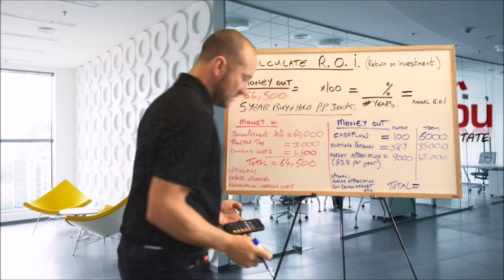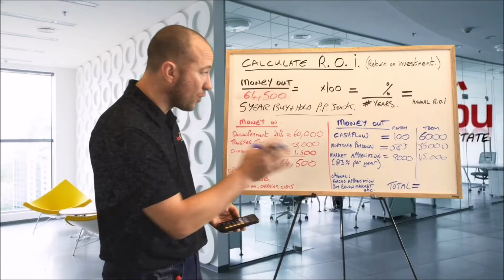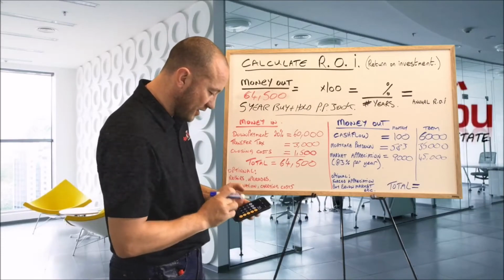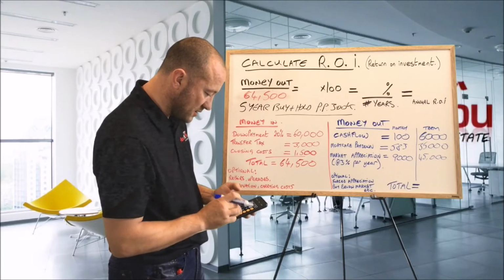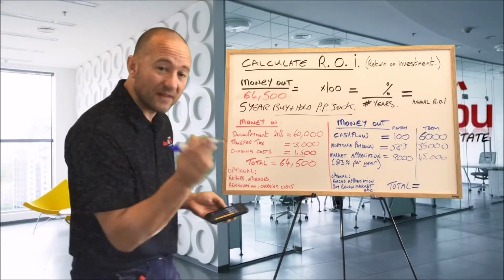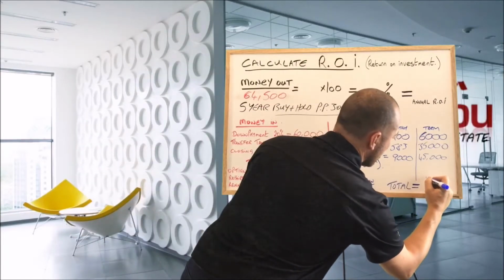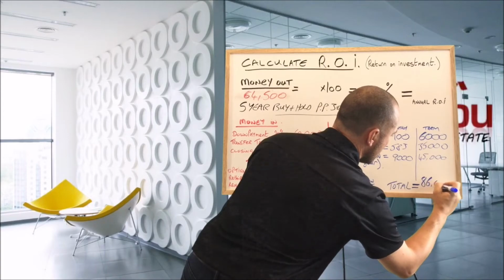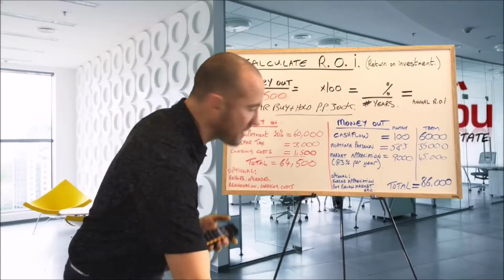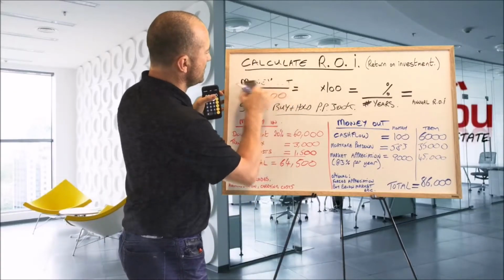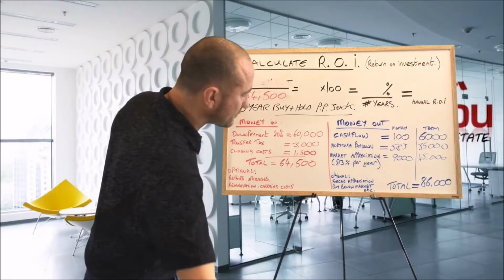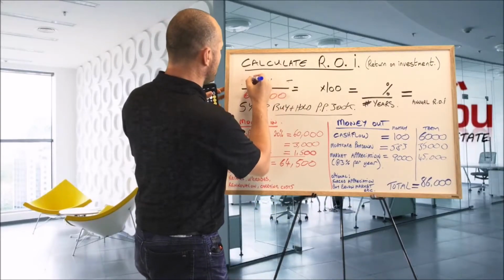So 45,000. So now we're going to total all those up for our total money out. So 45,000 plus 35,000 plus 6,000. So that gives us $86,000 total out. So now that is our money out. So we can now put this into the money out equation. So we go up here. Money out, $86,000.